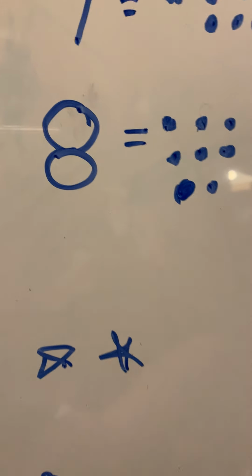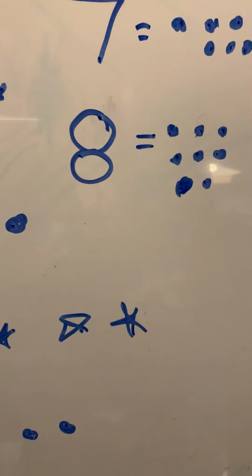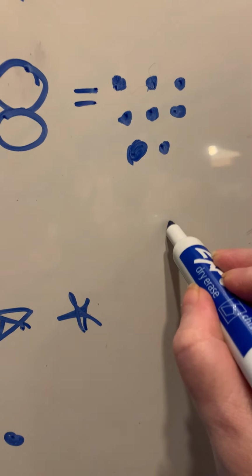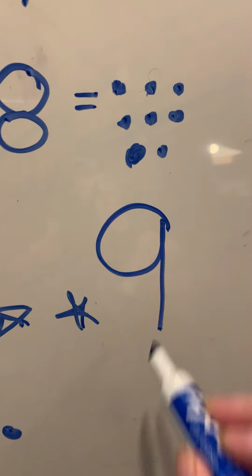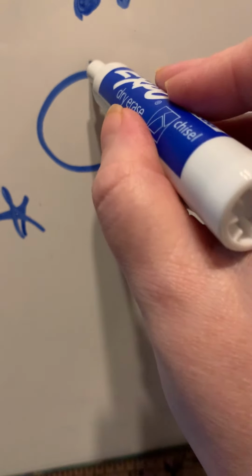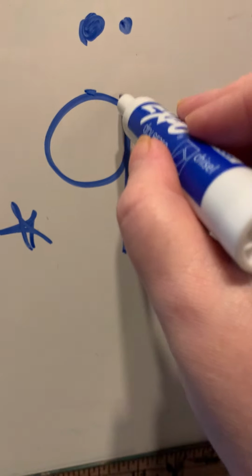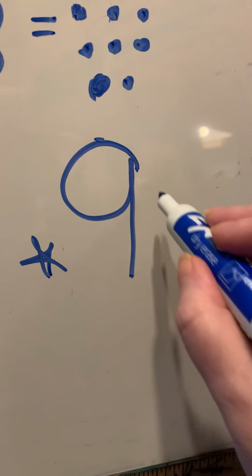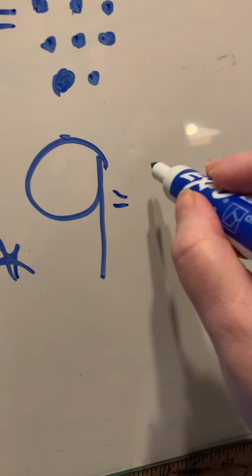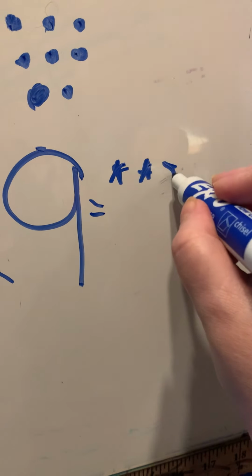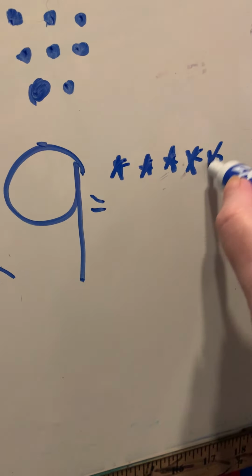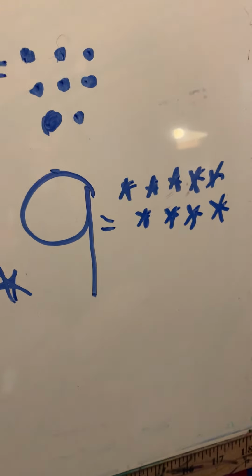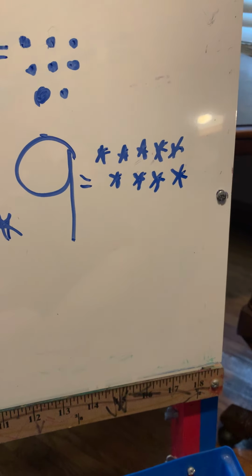Our next number is 9. I want you to take your finger or take your pencil, start at the top and create a circle, stick. One more time. Start at the top, circle, stick. That is a 9. Circle, stick. Okay, and we're going to have 9 stars. 1, 2, 3, 4, 5, 6, 7, 8, 9. 9 stars.